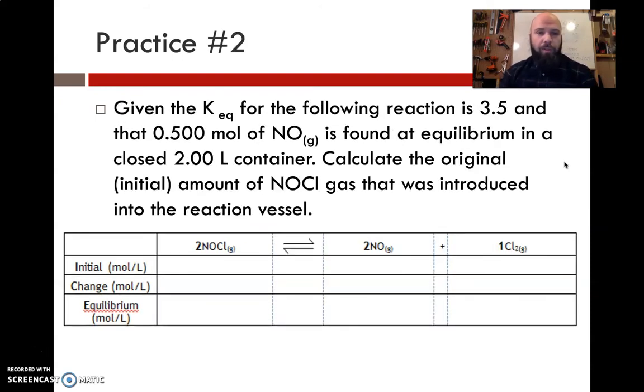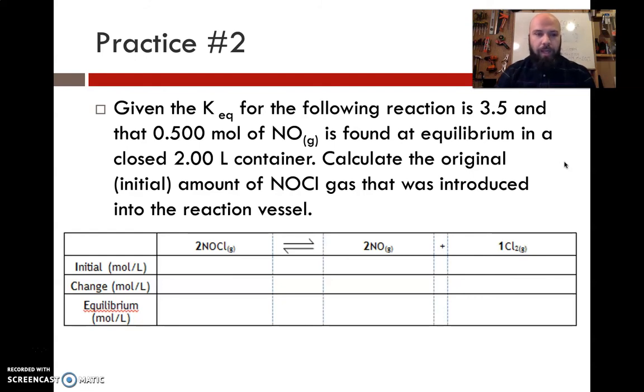So here, practice problem number 2. Given the KEQ for the following reaction is 3.5, and that 0.5 moles of nitrogen monoxide is found at equilibrium in a closed 2-liter container, calculate the original amount of NOCl gas that was introduced into the reaction vessel. Okay, so here we're given the equilibrium and have to calculate the initial value. So you're going to see when I do this problem, I'm going to put in a new variable for the initial value of our reactant and calculate that value as we go through.